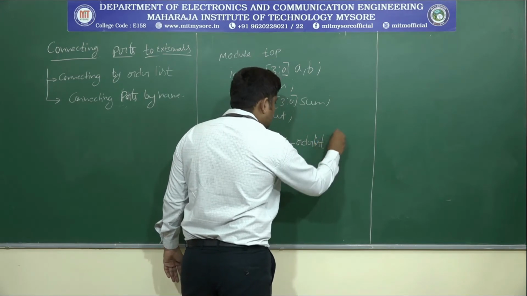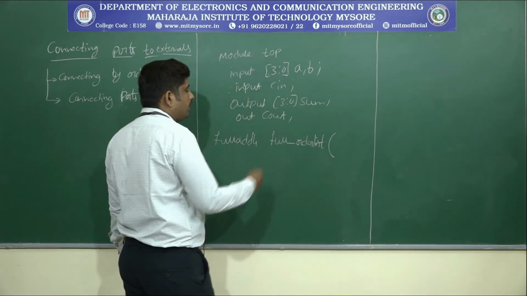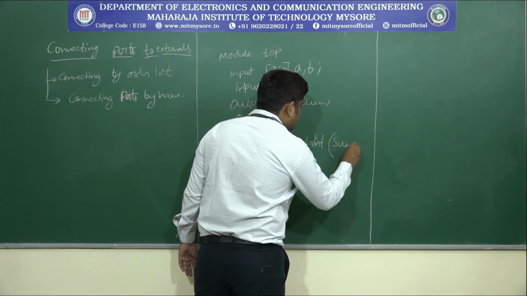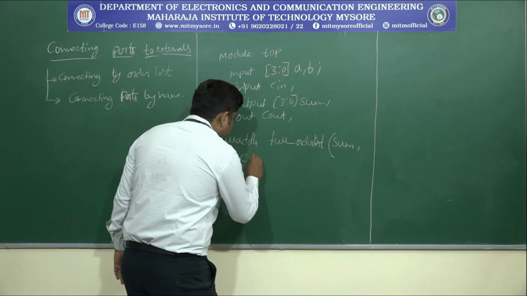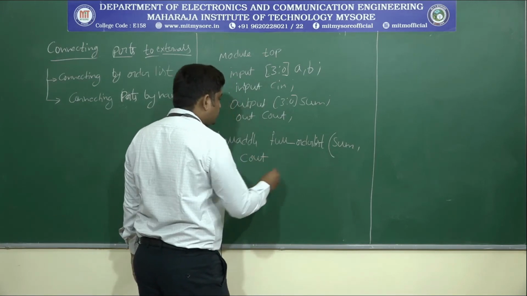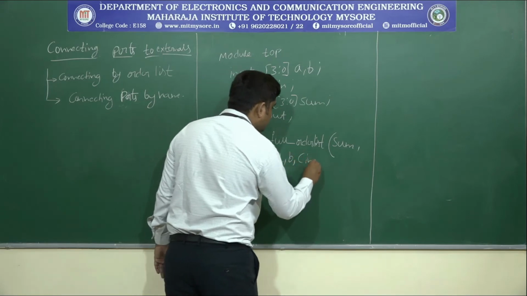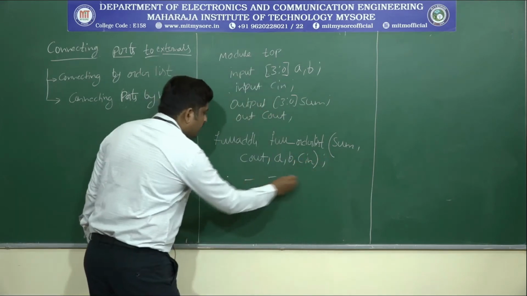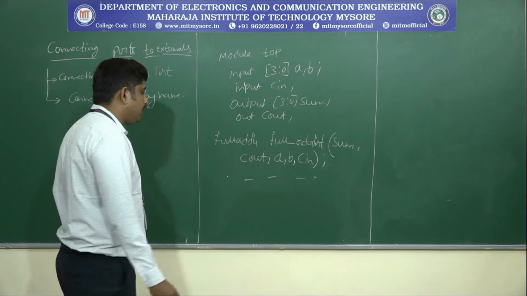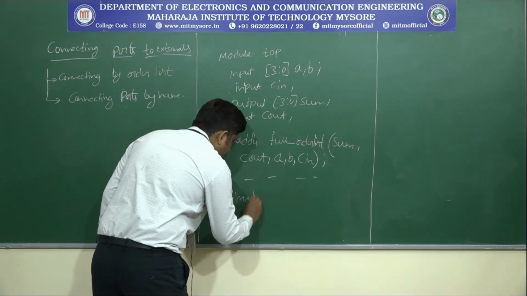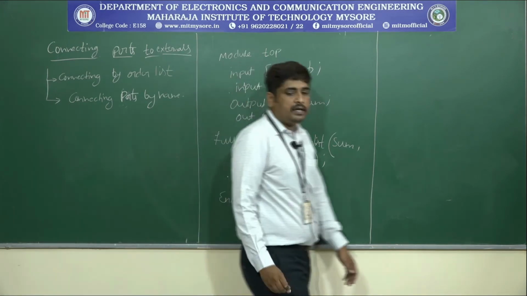Order list. So here be careful. First we have to declare the output, that is sum. Then next C out. Next one more, that is A, B and C in. After this there are some module internals. Then end module, right? So this is the representation of what?